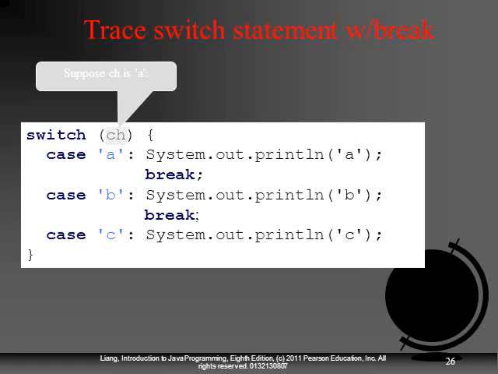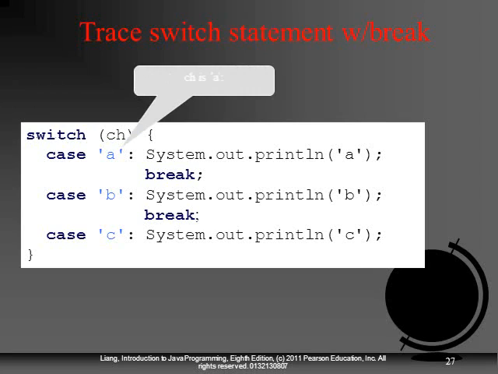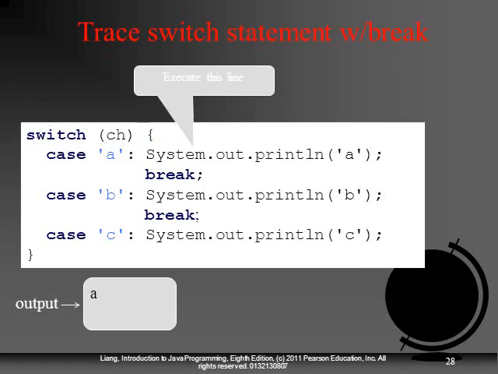So ch is a again. Let's do the test. Is it an a? Since it is an a and it's true, it's going to execute the print line statement. So we output an a. And now we'll execute the break statement. So we'll bypass the rest of the statements in the switch statement. We're done.